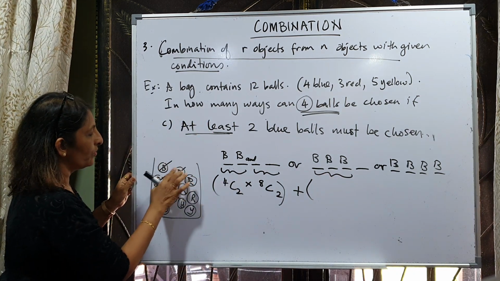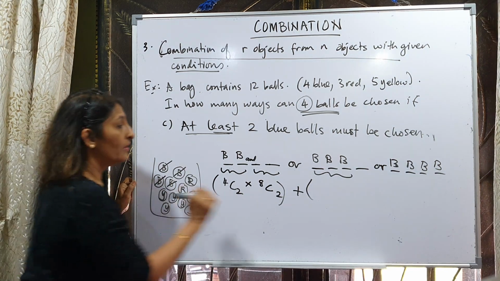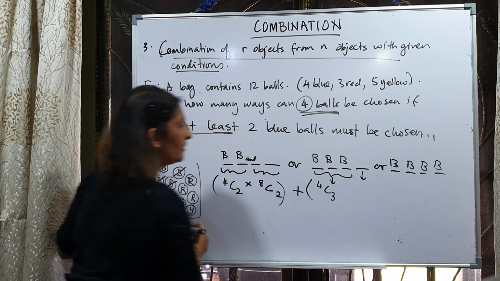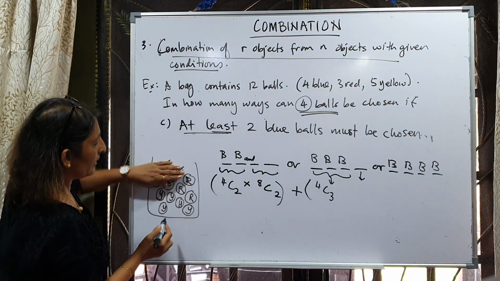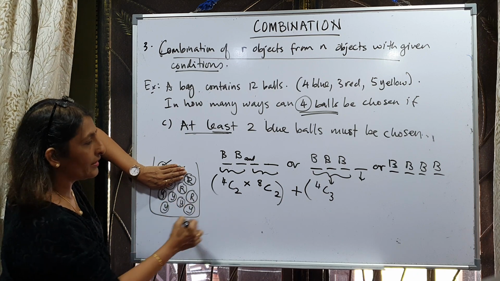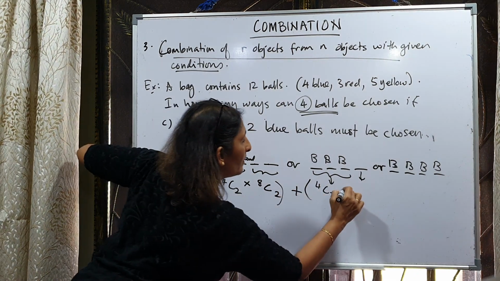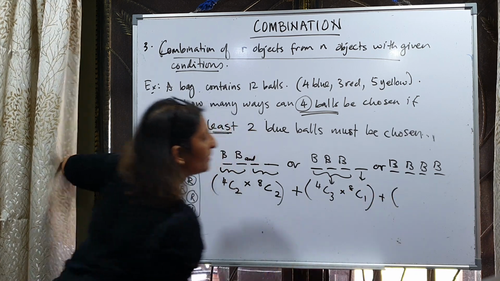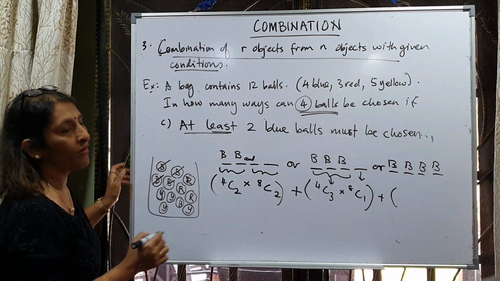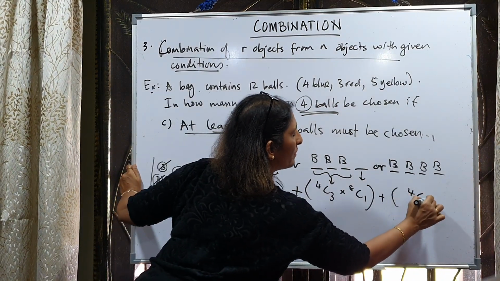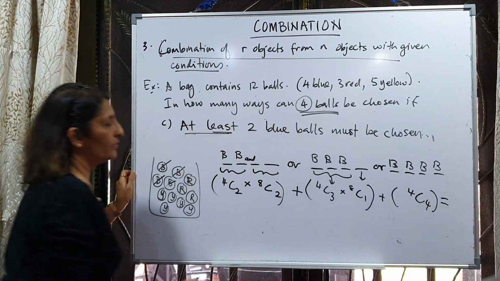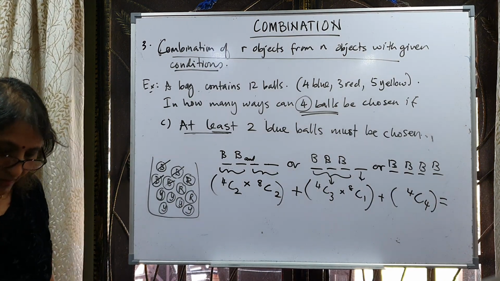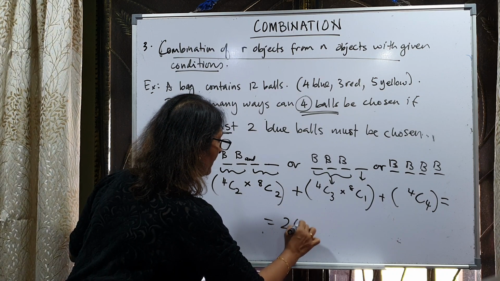Now here, again we calculate. Originally you got 4 blues. You're going to choose 3. So 4C3 for this. And how about the last one? You cancel out all the blues. You are left with 8 balls and you're going to pick one more. So 8C1. And the final one is you only have 4 blues and you're going to pick all the 4. So it's 4C4. Now you take your calculator out and you calculate the answer. The answer is 201 ways.